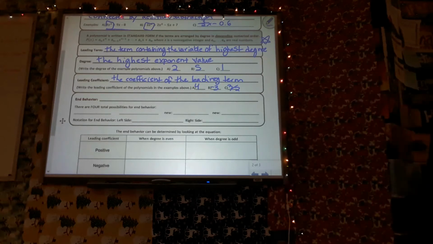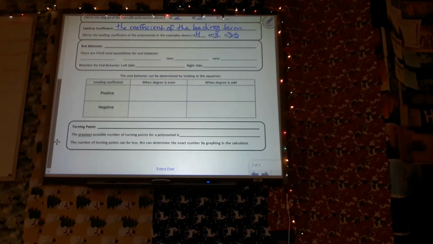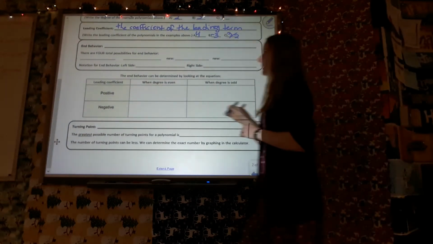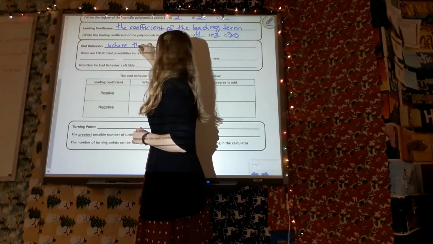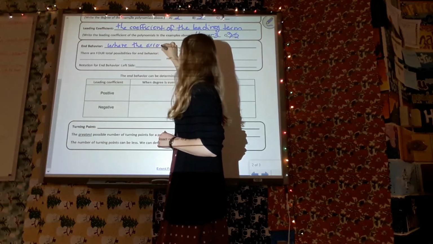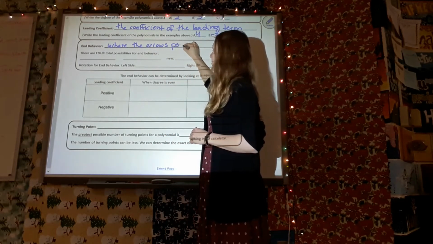Okay. Then we've talked about end behavior already, so we're just going to reemphasize that again. So end behavior is where the arrows point on the ends of your graph.